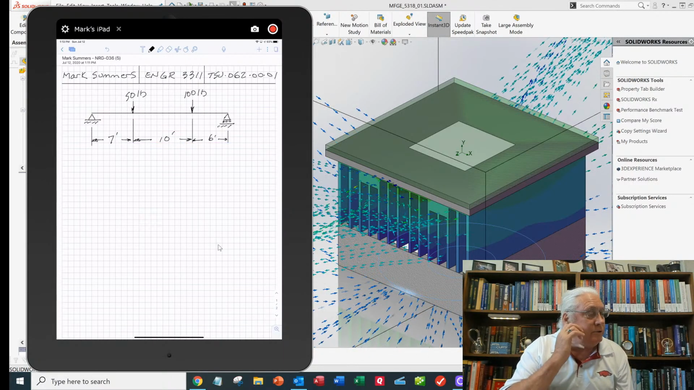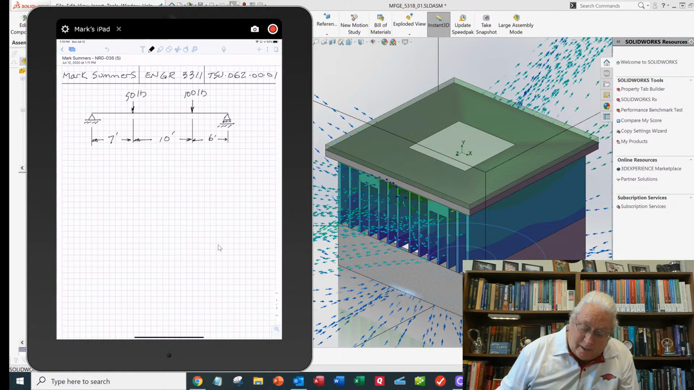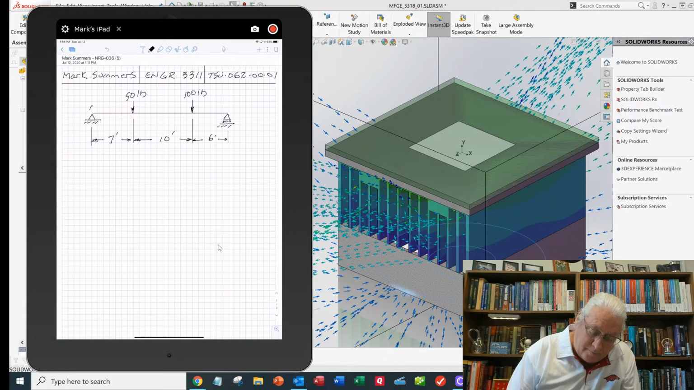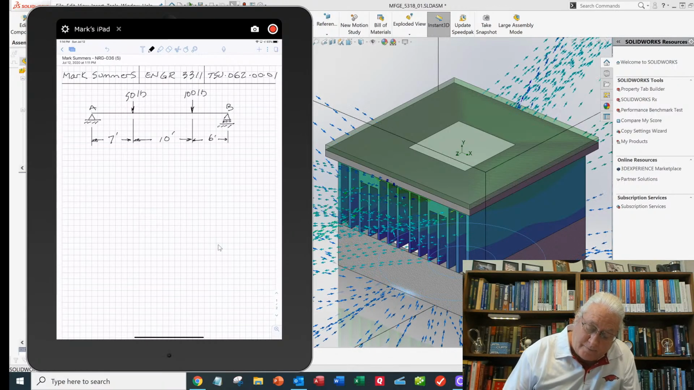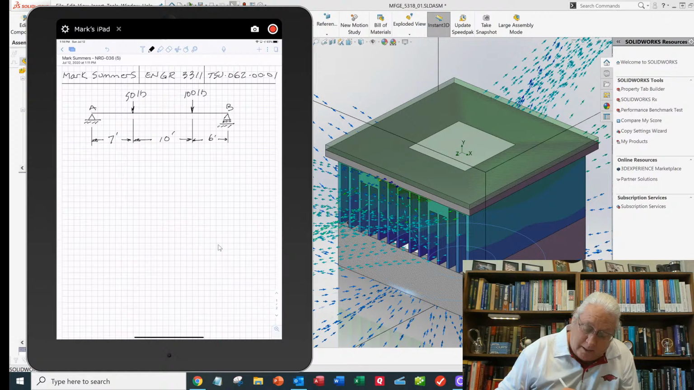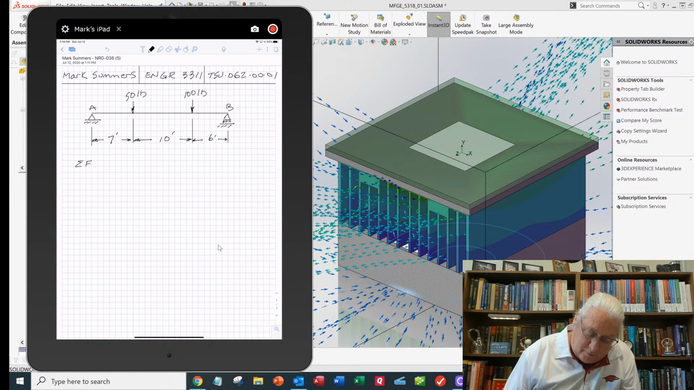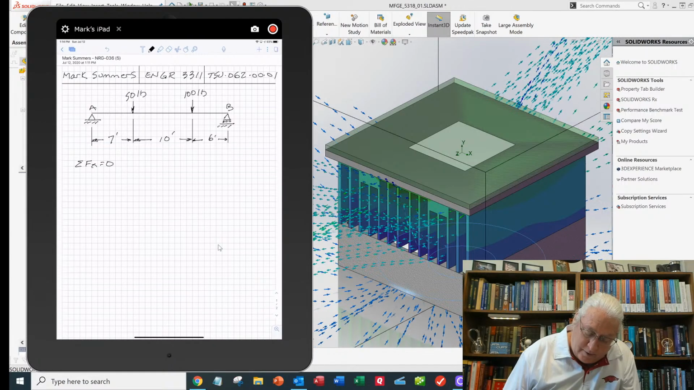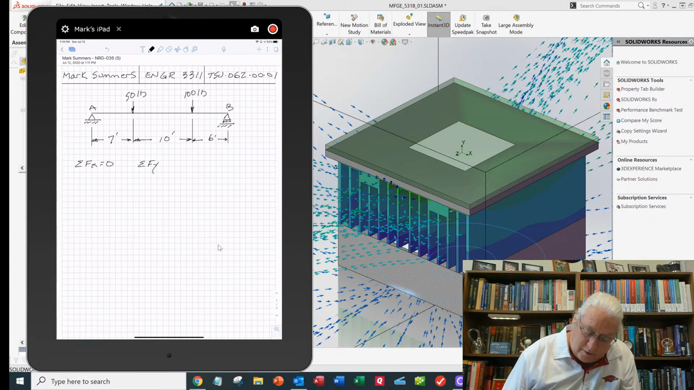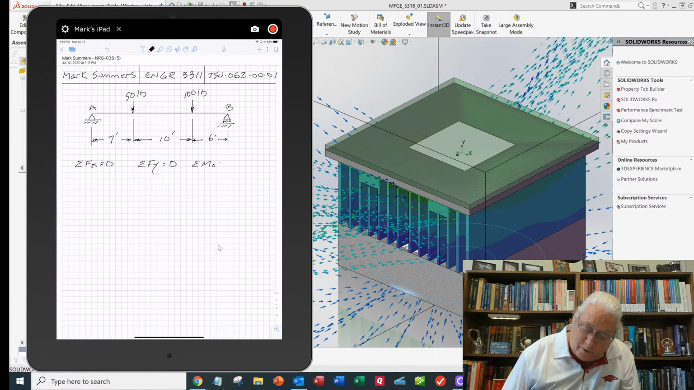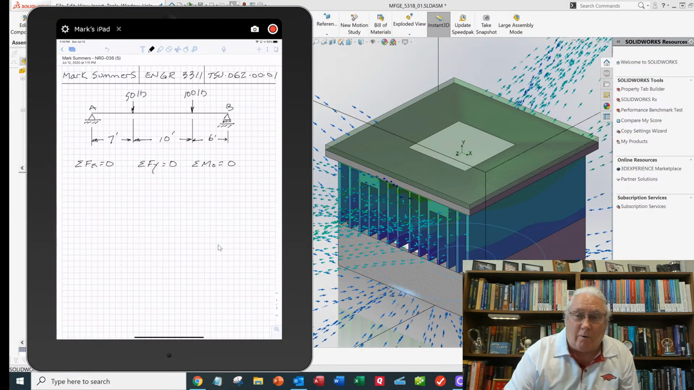Alright, so now we'll do some equilibrium equations. So if we call this A over here, B over here, we can use our three equations. Sum of the force in the x direction is 0. Sum of the force in the y direction equals 0. Sum of the moments about any point has to also be 0.